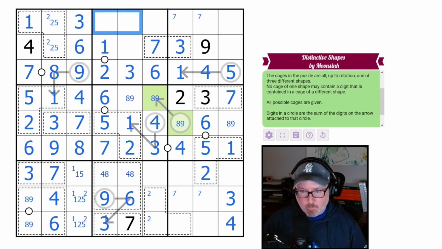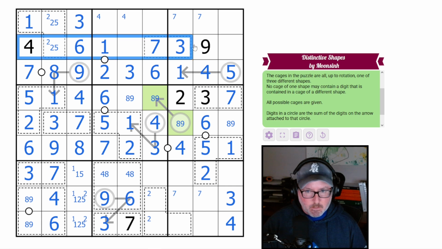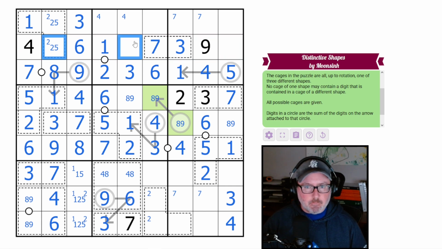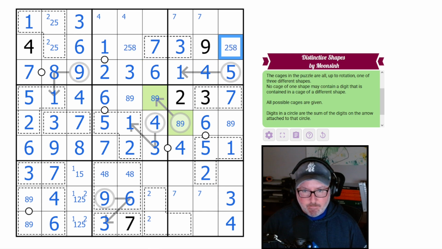Now, we've got a 4 over here as well. Where do we have a good grouping? Let's look at this row, because we only have 3 digits left. 2, 5, and 8. This can't be 5. This can't be 2. I was hoping that would be better.